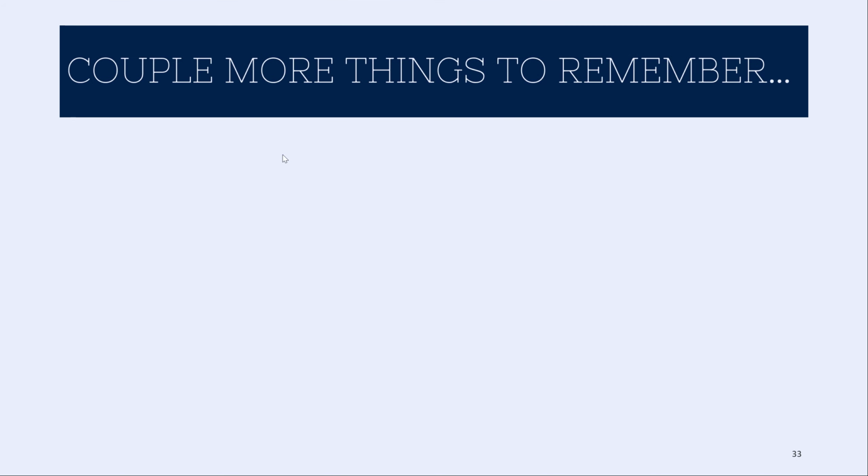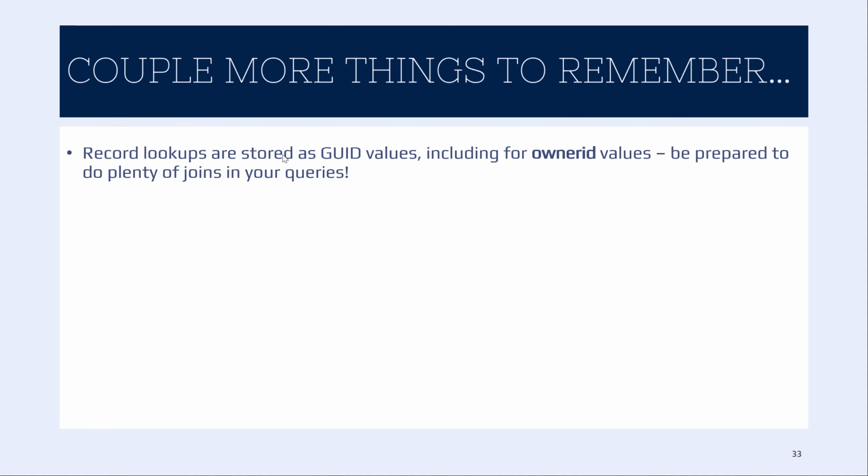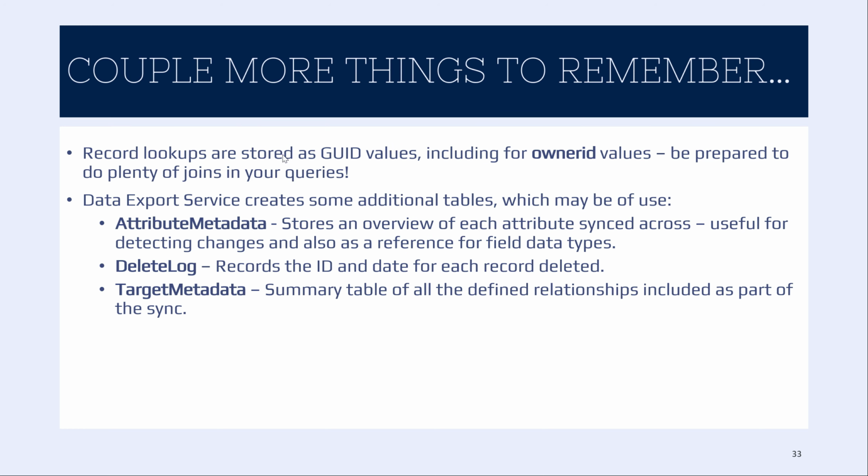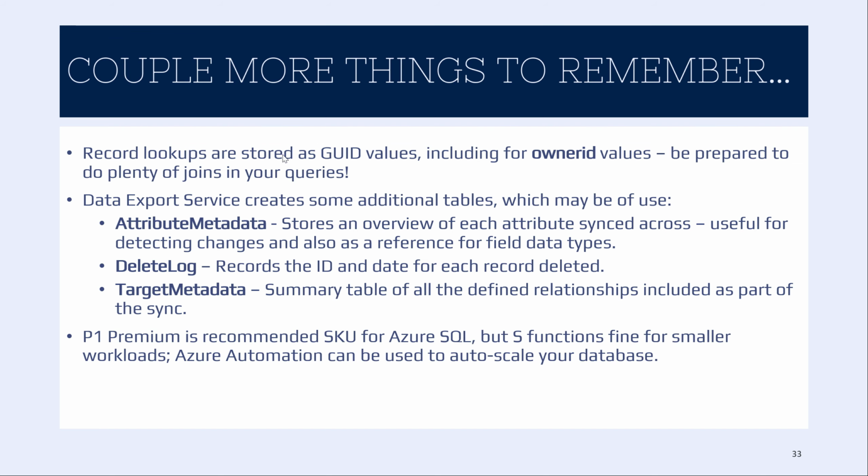Okay, so a couple of things to remember about the data export service. Similar to what we saw with the CDS connector earlier, record lookups will be stored as GUID values, and this is also the same for your owner ID fields. So you're going to have to be prepared to do some joins to get friendly description values for those data types if that's your requirement. You've got some additional tables which the data export service spits out for you. Details are on there, but potentially those could be quite useful. So if you need to figure out who's deleting what records, or what entity attributes are we syncing out, all of this is stored in these tables, so they could be quite useful for you.